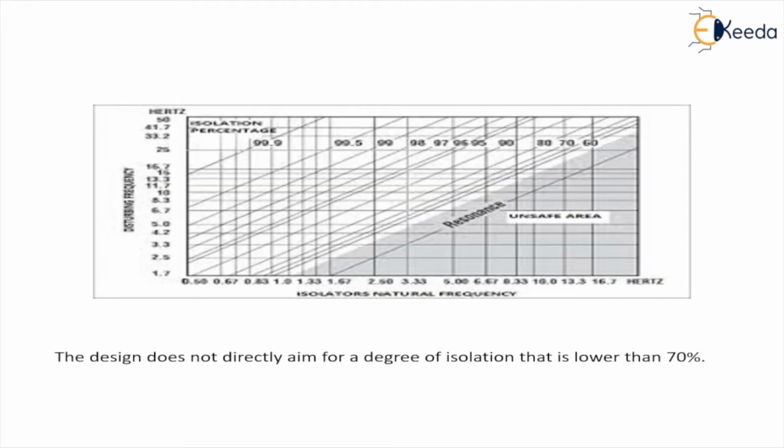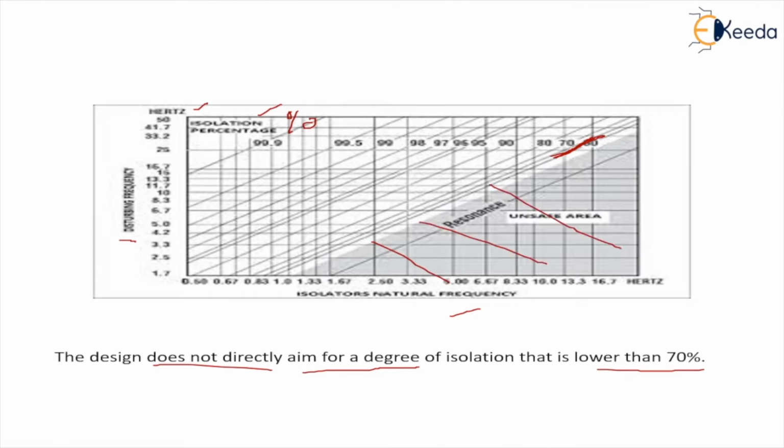Now, whenever we are designing the mounts, they should be able to reduce vibrations by more than 70%, right? That means the design does not work when the isolation is lower than 70 percent. If we see a graph plotted between the disturbing frequency, given in hertz, the natural frequency of the isolator, and the isolation percentage, you see the 70 percent condition. This is given in percentage.